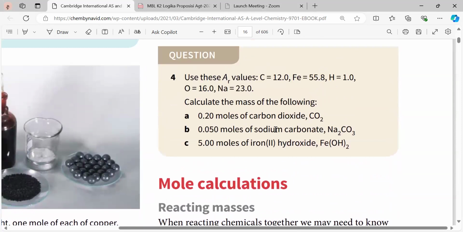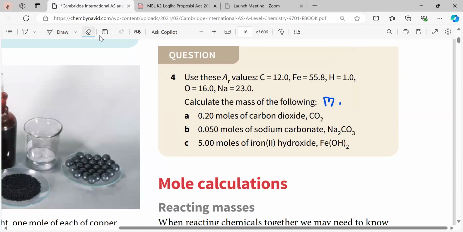So, calculate the mass of the following. I think we can try right here. We're going to do the first equation first, since we've actually done a lot of this. So now we're trying to find the mass right here. I hope you can read my handwriting.